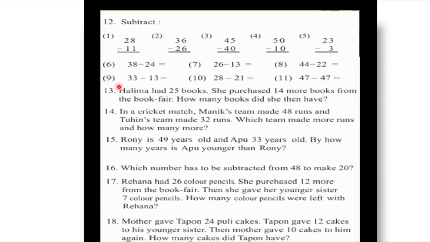If we see question number 9, we can see that 33 minus 13 is equal what? You know that 3 minus 3 is equal 0, and then 3 minus 1 is equal 2. So the answer of this question will be 20.